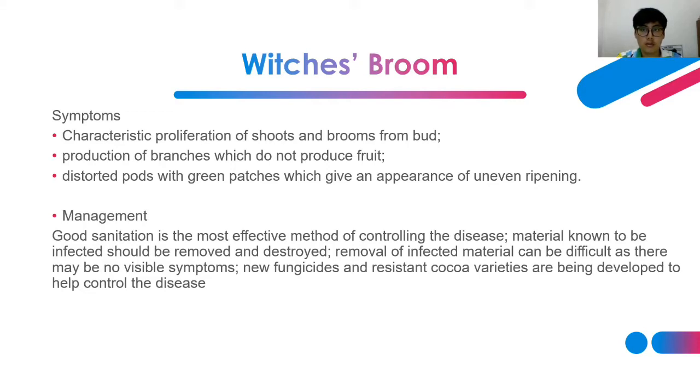Okay, and then I want to explain about Witches' Broom. The symptoms are characteristic proliferation of shoots and brooms from bud, production of brooms which don't produce fruit, distorted pods which give an appearance of uneven ripening. And the management: good sanitation is the most effective method of controlling the disease.